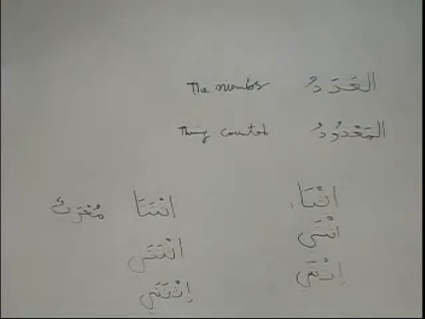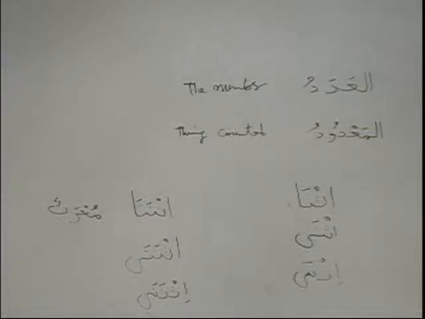So, 11 to 19, the first part is murakkab, or compound, consisting of two parts. Okay, everything is mabni on fatha, except the first part of 12. These things are to be understood and kept in mind. So, number 11 and 12, the adad matches the ma'dud. If it is muzakkar, it is all muzakkar. If it is mu'annath, it is all mu'annath.